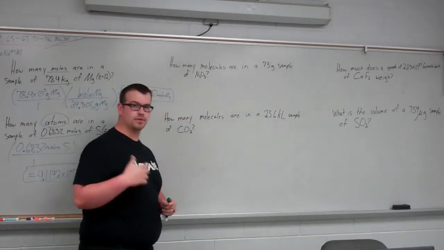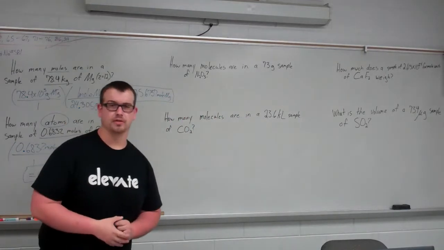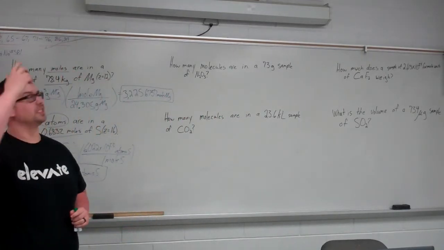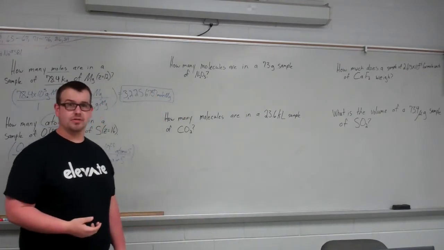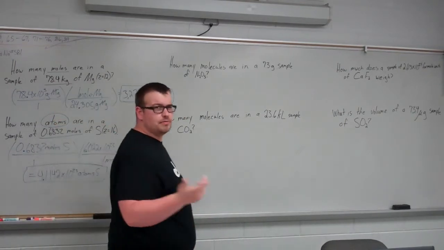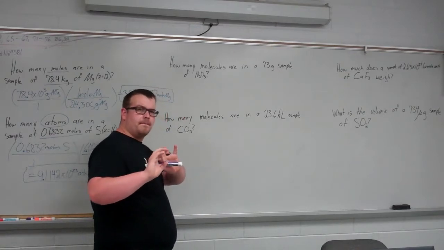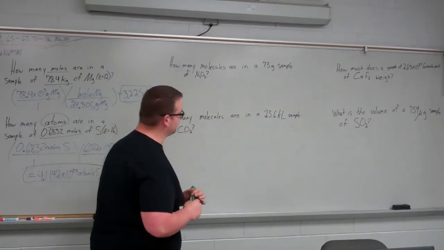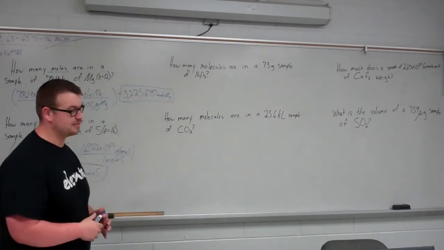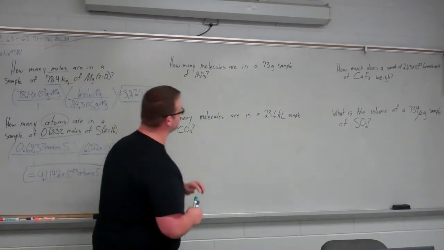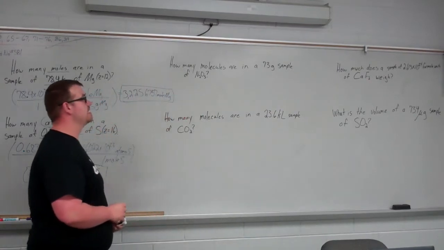Now you do not know what that's called yet. We have not gone through nomenclature, but we will later on in class. But this is dinitrogen pentoxide. So we're just trying to find out a little piece of what's to come in class. It'll be pretty fun when we get to that. Everything starts getting really interesting. Anyway, how many molecules are in a 7.3 gram sample?